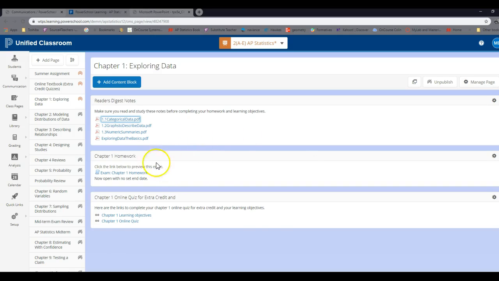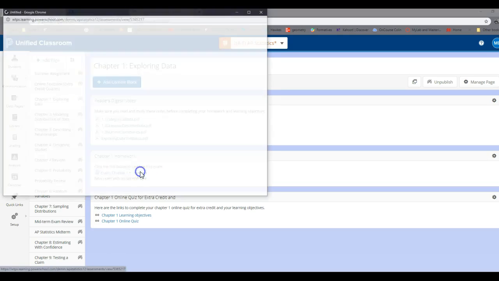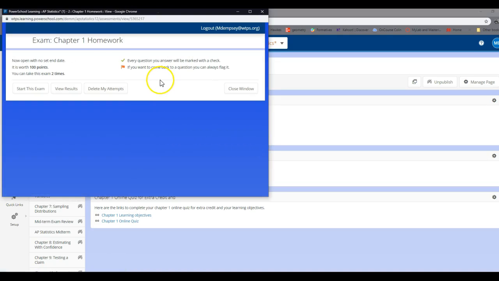Okay, so every chapter is going to have a Chapter 1 homework or Chapter 2 homework, and so on, tab. How does that work? I'm going to click on this, and this is an assignment that's in PowerSchool. What I allow for here is that you can take this 2 times.